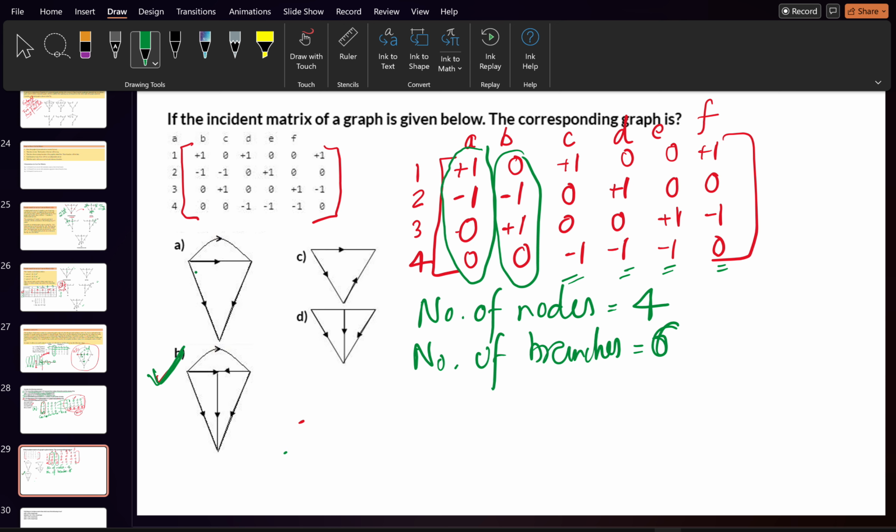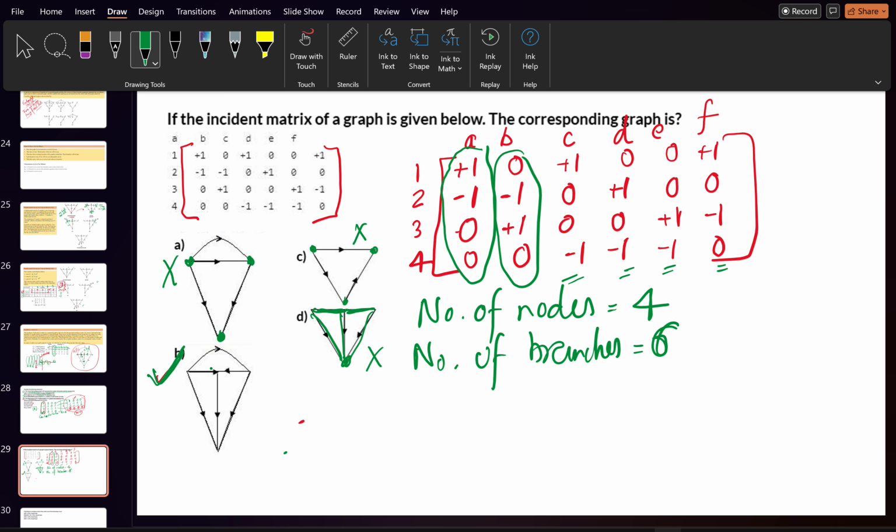If you see the first option A, there are three nodes only, so option A is incorrect. Option C is also incorrect because there are three nodes. In option D, there are four nodes, but the branches are not six. Here, how many branches are there? One, two, 3, 4, 5 branches. So that's why it is also not correct.